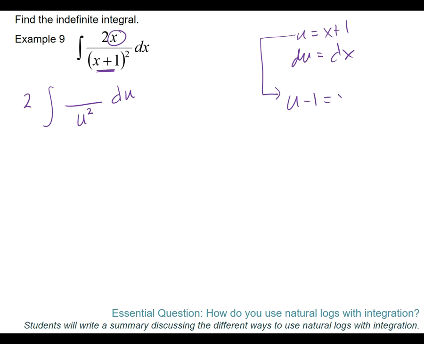I'm going to subtract 1, and now I've got an x equals u minus 1. Now I can take this piece and plug it into the x up here. So it's u minus 1. Okay, and then there's another piece to this that we haven't seen yet. Then what I'm going to do is split this into 2 separate fractions. So there's got to be a natural log piece in here somewhere, right? So u over u squared minus 1 over u squared du.